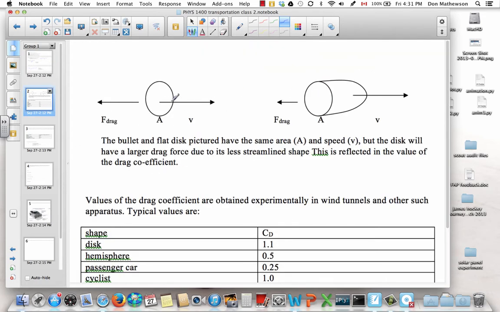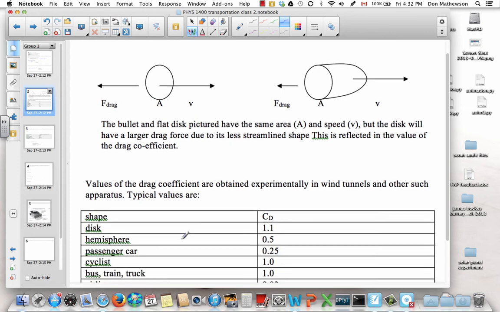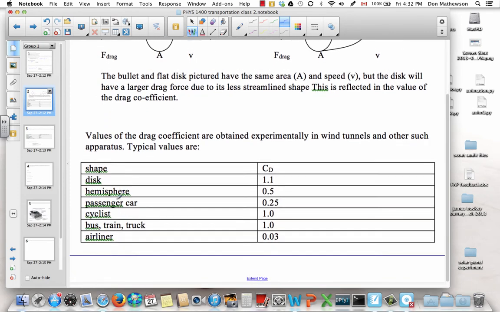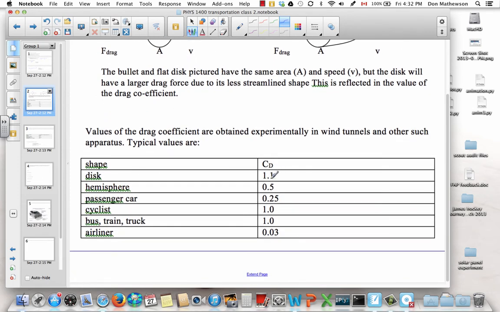Because if you look at these two objects, like a disk and a bullet, they have the same cross-sectional area, and if they're moving at the same speed, clearly the bullet's going to have a lot less drag because of its streamlined shape, although the cross-sectional area is the same. So we need a constant to reflect the fact that there's less drag on this shape than there is on this shape, and that is going to be reflected in this drag coefficient. So for something that's fairly flat, like this disk, the drag coefficient is quite large, and then for something streamlined, like the bullet or the airliner, the drag coefficient is quite small.